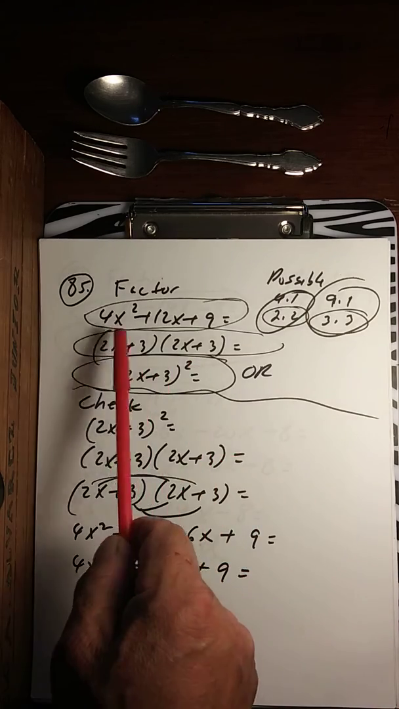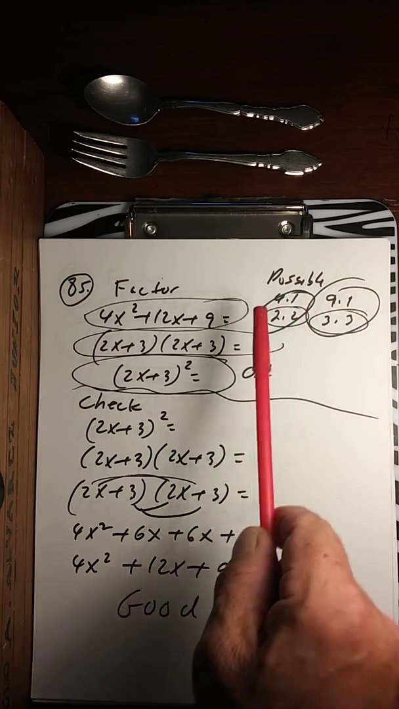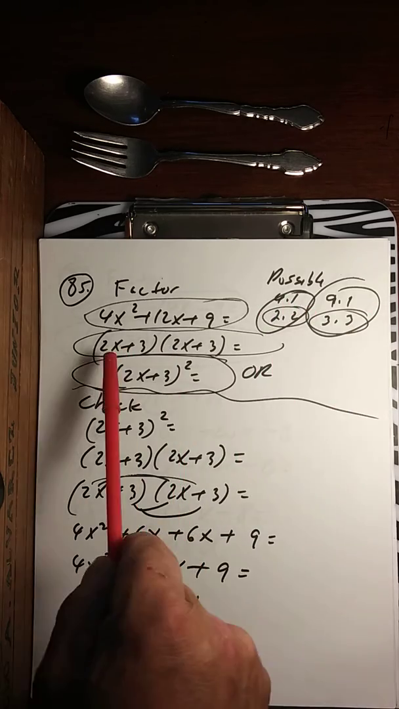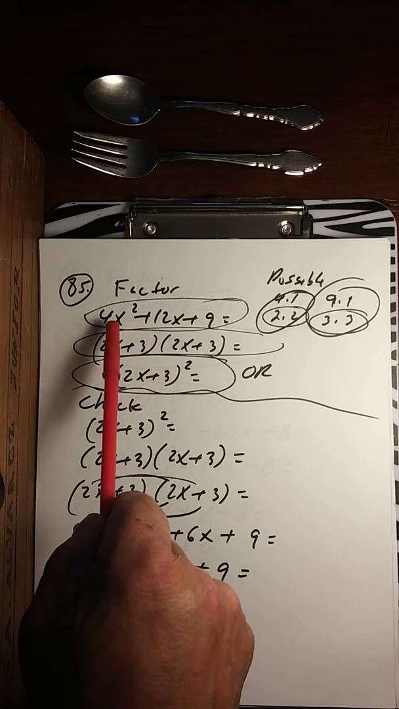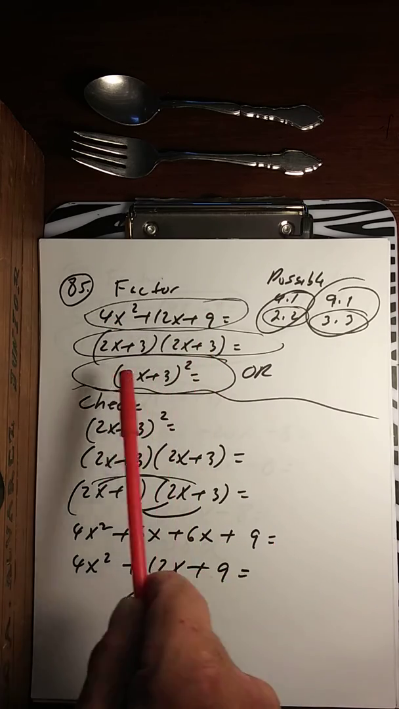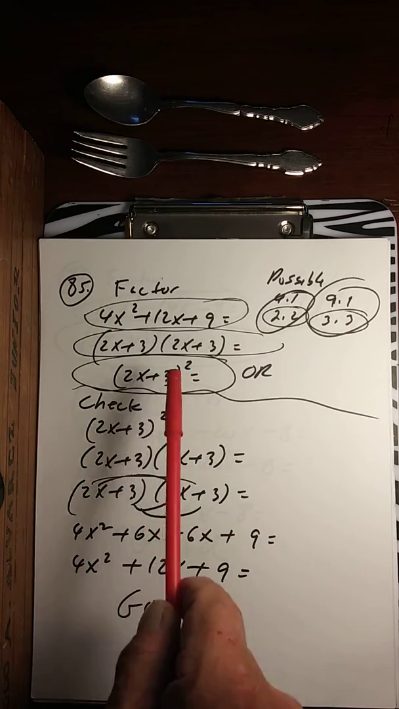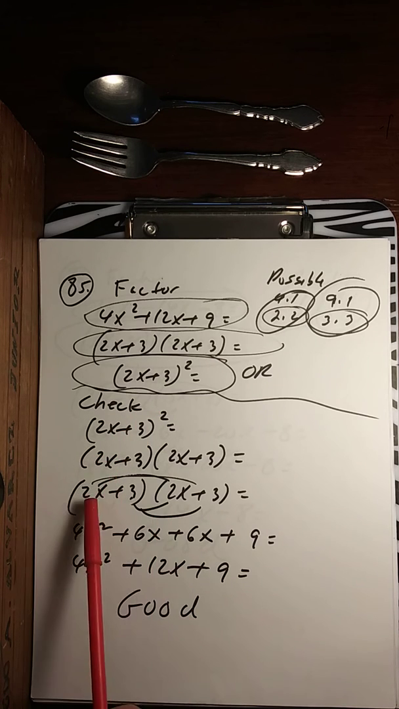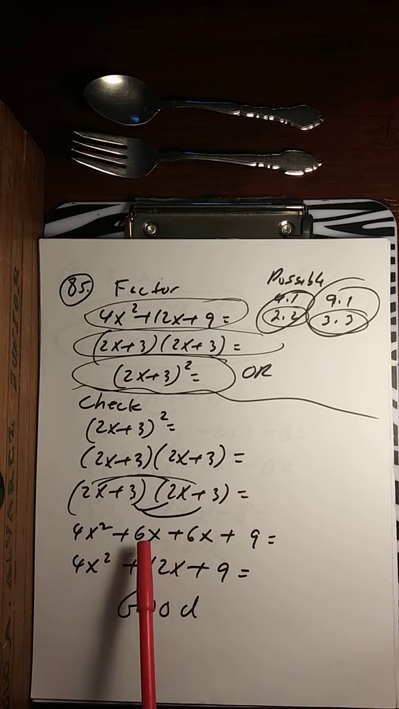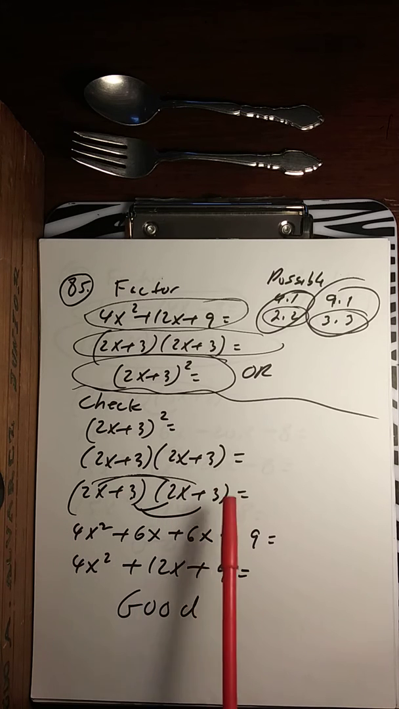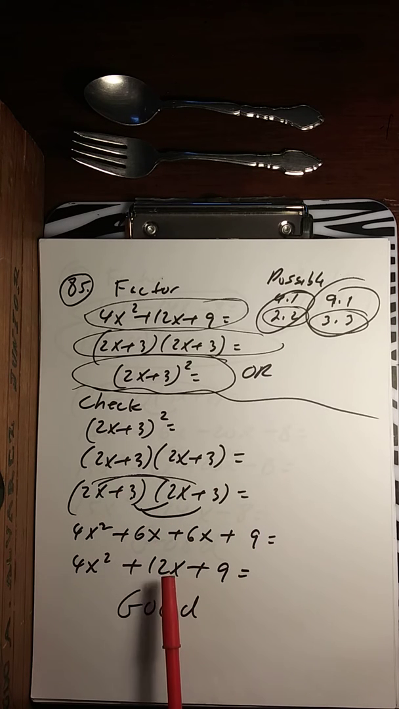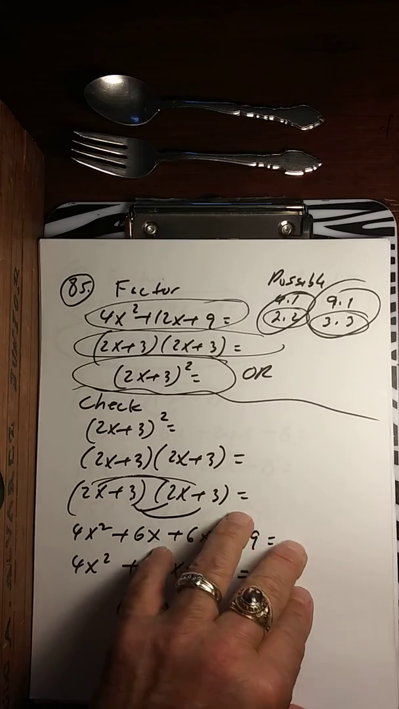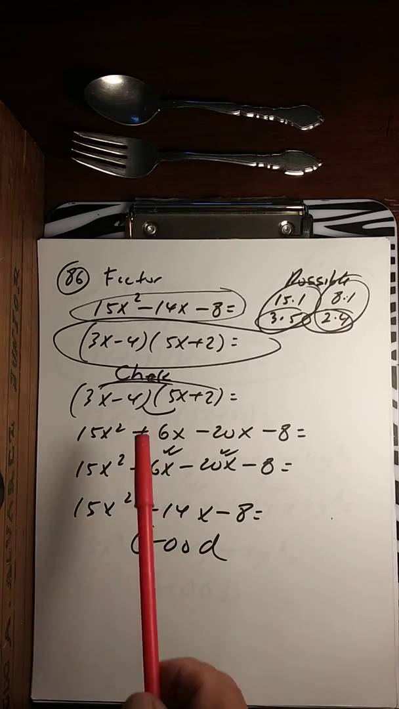Factor this out. Possible numbers are these. We're going to go with 2, 2, and 3, 3. So 2 times 2 is 4x squared, and 9. Let's find out: 2x plus 3, squared. Check it. 2 times 2 is 4x squared. That turns out 6x and 6x. 3 times 3 is 9. 4x squared plus 12x plus 9. Yes, it is right.